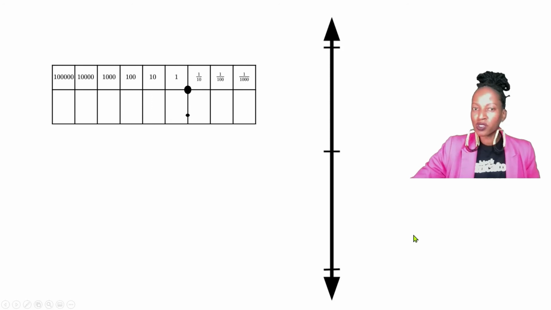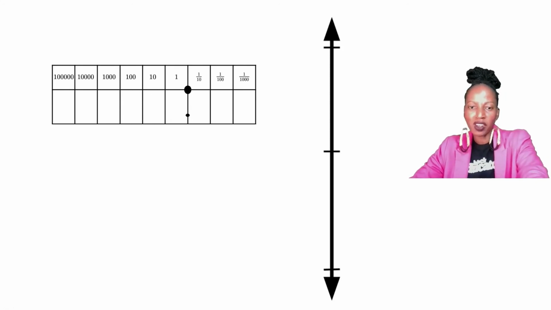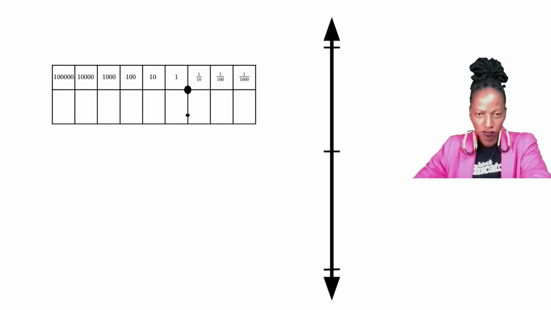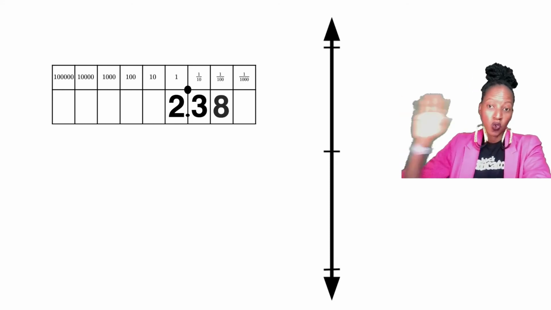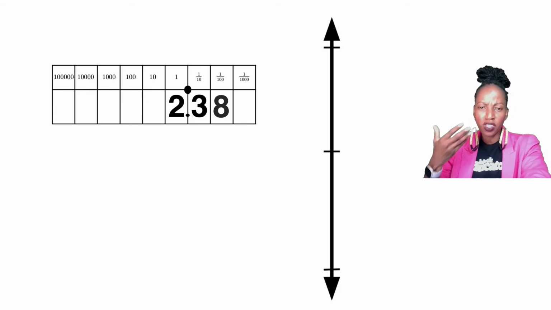First step I would do is always go ahead and put my number on my place value chart. So I'm going to put the 2 in the ones place, the 3 in the tenths, and the 8 in the hundredths. So that's the first step. We're making sure that those numbers are in the correct place value.